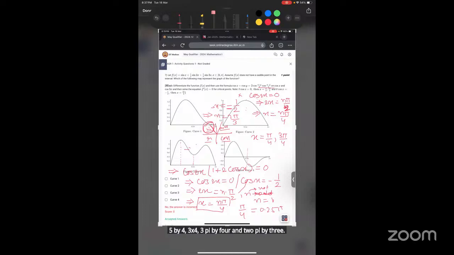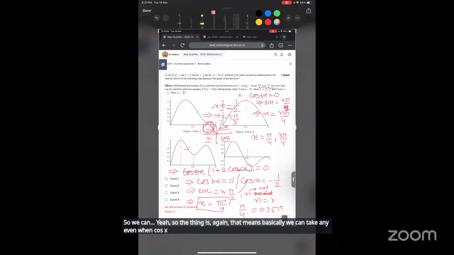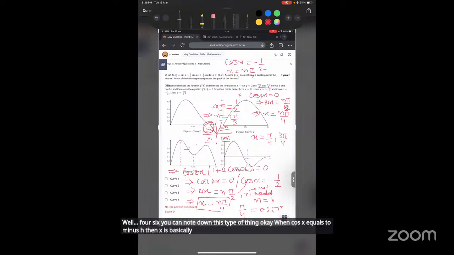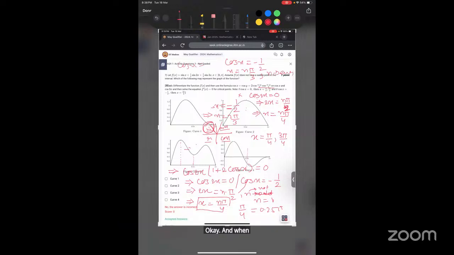So the thing is, when cos x equals minus half, we can take any even multiple of pi by 3. So for cos x, you can note down this: when cos x equals minus half, then x is n pi by 3, where n is an even number. And when cos x equals half, then x will be n pi by 3, where n is an odd number. Okay.